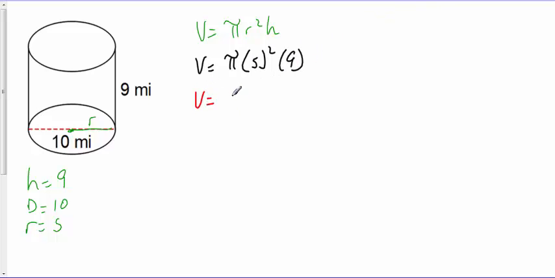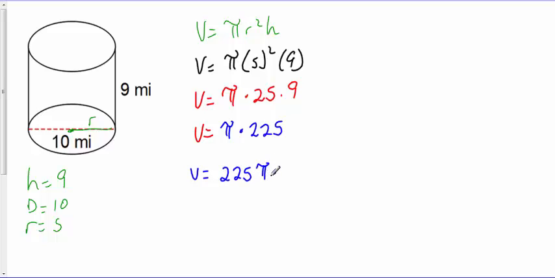Now, we're going to substitute it in, with the radius being 5, and then the height being 9. So volume equals pi times 25, because 5 squared is 25, times 9. Now I can multiply 25 times 9. And when I do that, I get pi times 225, which is 225 pi miles cubed.